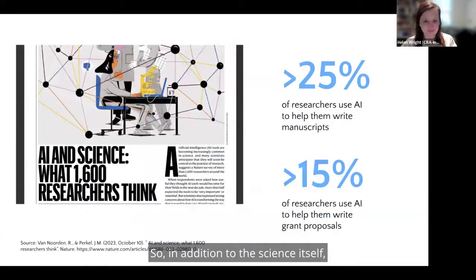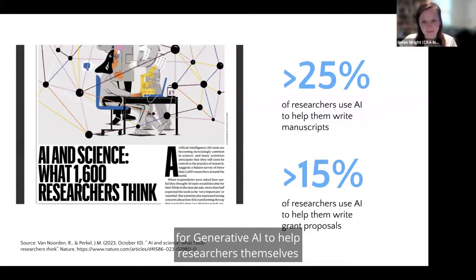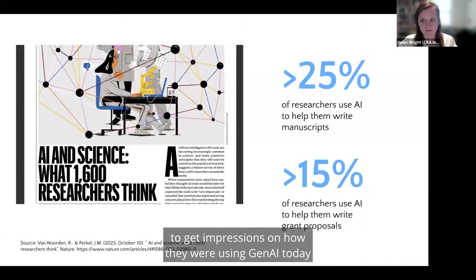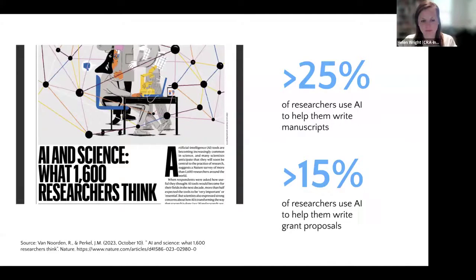So in addition to the science itself, we see generative AI and opportunities for generative AI to help researchers themselves in writing manuscripts, writing grant applications, doing literature reviews, surveys of the field. So I think there are a number of ways. This is actually a paper from Nature that surveyed 1,600 researchers to get impressions on how they were using GenAI today and where they think it could make a big difference.